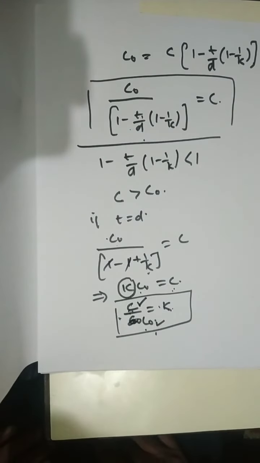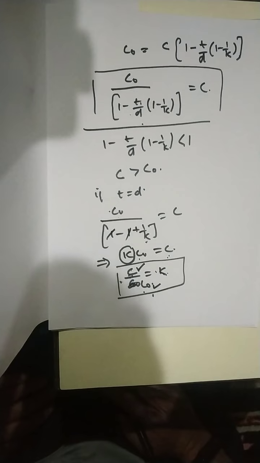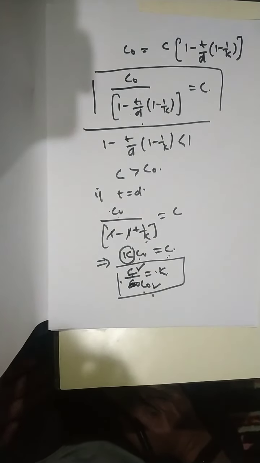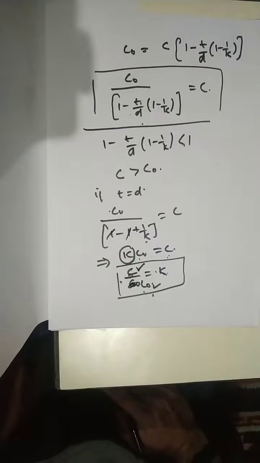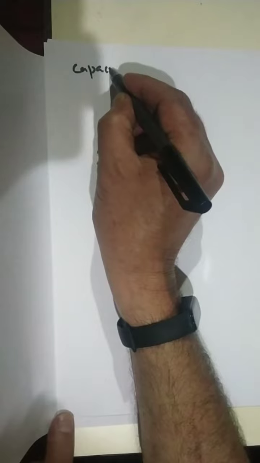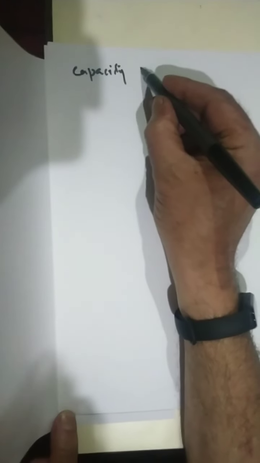So the effect is that by adding this dielectric, the capacity is increased. Capacity of a parallel plate capacitor with conducting slab.